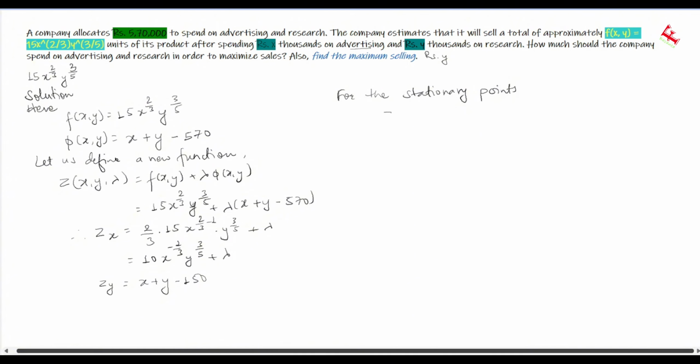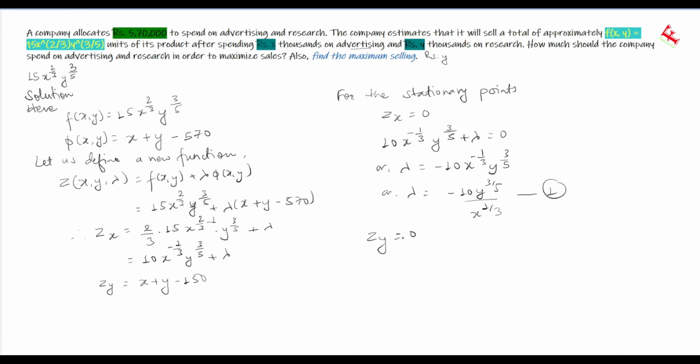what we need to assume is that z_x in terms of x will be 0. It means that we will get 10x^(-1/3) y^(3/5) plus lambda equals 0. Then we're going to find the value of lambda: minus 10x^(-1/3) y^(3/5), or the value of lambda will be minus 10 y^(3/5) over x^(1/3). Let it be relation 1.